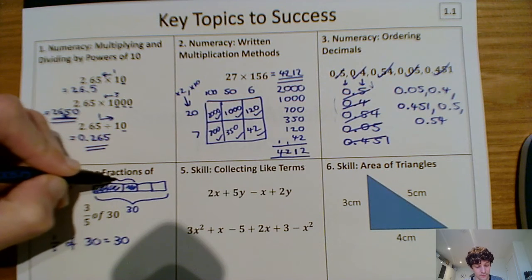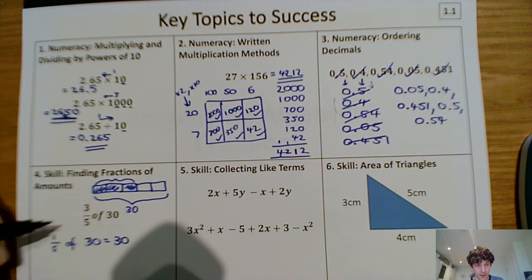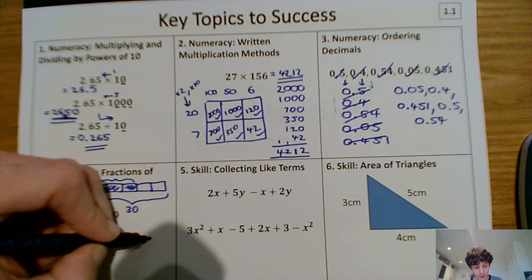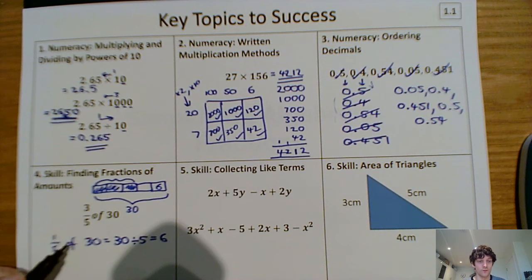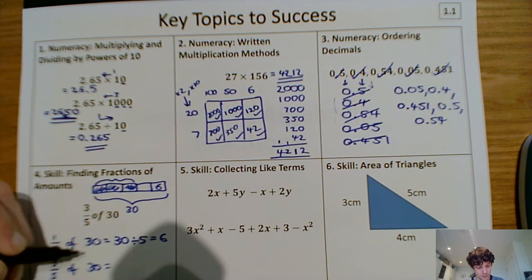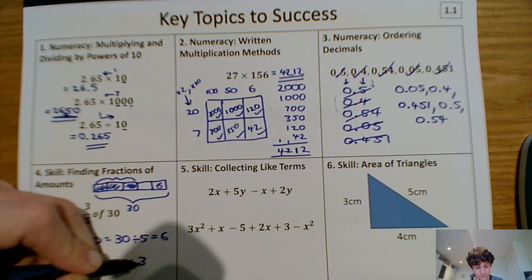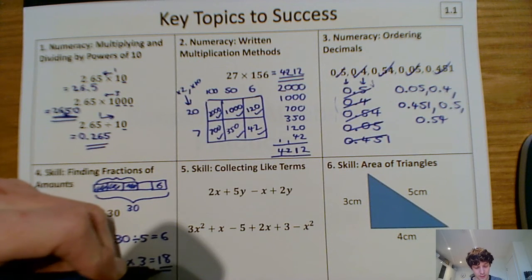I want to find 3 out of 5 parts. So the first thing I do is find out what one part is. I do that by taking my 30 and dividing it by 5, sharing it between those 5 parts, so each part is worth 6. So 1/5 of 30 is 30 divided by 5, which is 6. So 3/5 of 30: I'd take my 6 and say, how many lots of 6 have I got? I've got 3 lots of 6 because I want 3 of those fifths. So that gives me 18.